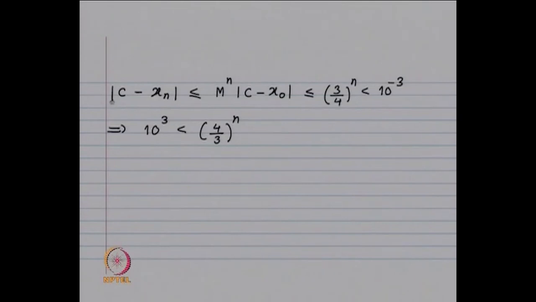And then modulus of c minus x n will be less than or equal to 3 by 4 raised to n. Now, one thing here, we do not know c, x 0 is 0, but we know that c is going to be in the interval 0 to 1. So, I dominate modulus of c by 1. So, this should be less than 10 raised to minus 3. That gives you the condition that n should be such that 10 cube is less than 4 by 3 raised to n.